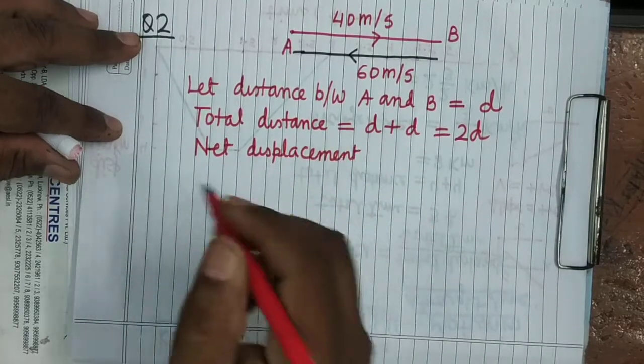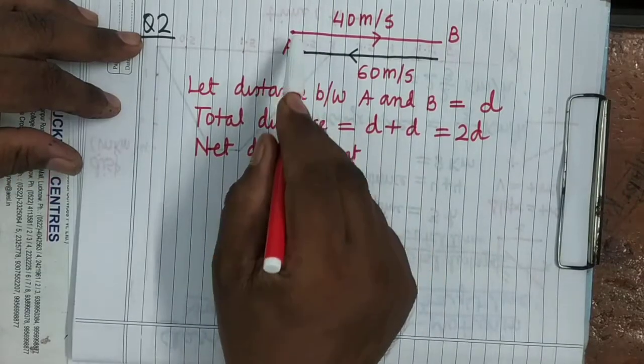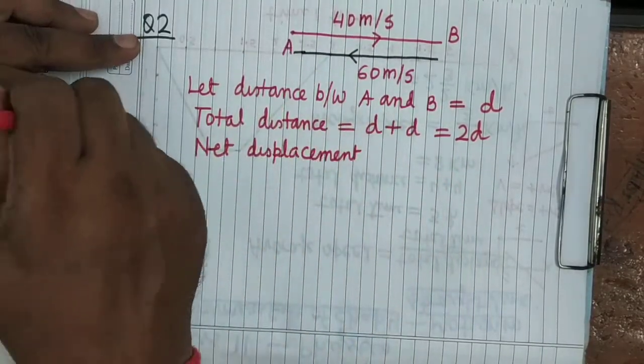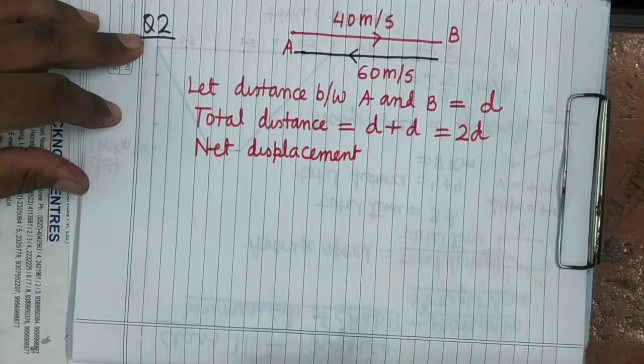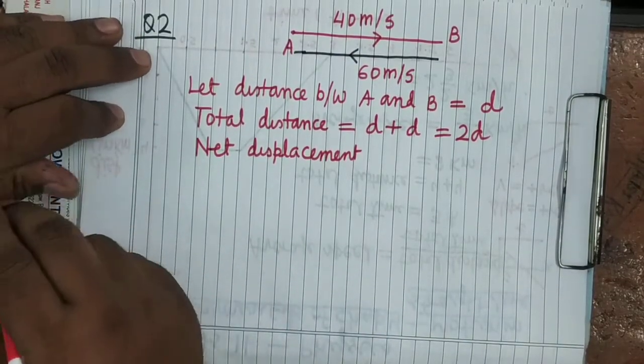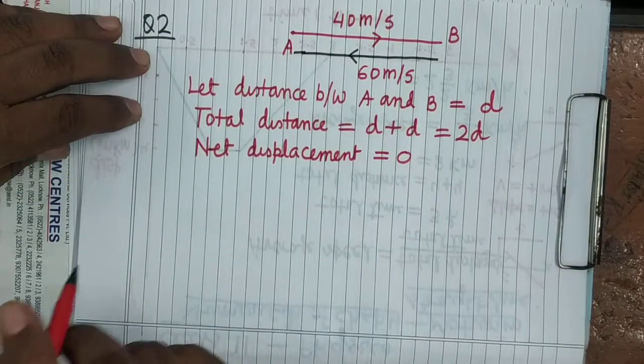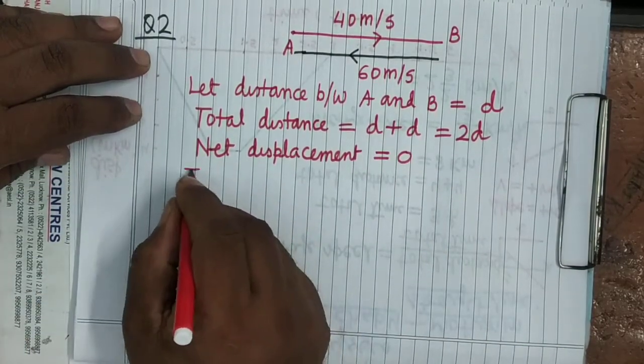What will be the net displacement? Started from A and then ending the journey at A. Starting from A and ending the journey at A means the initial and final point are the same, so the net displacement will be 0. Now what will be the total time?